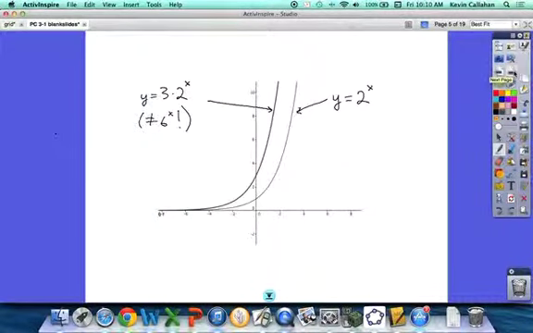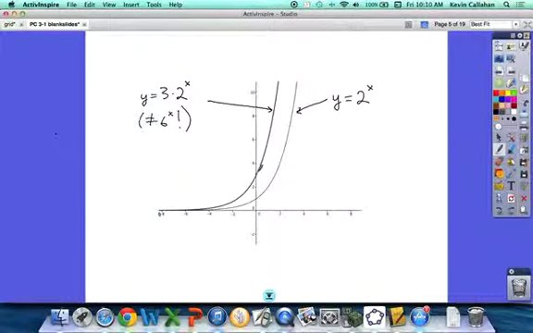Now let's see what happens when I graph here. I've got y equals 2 to the x. And now I have multiplied by a constant in front of the 2 to the x. I multiplied it by 3. How does that change the graph? It changed the y-intercept. It multiplied it by 3. Again, how do you find the y-intercept? You substitute x equals 0, solve for y. If you substitute x equals 0, 2 to the 0 is 1, y equals 3.